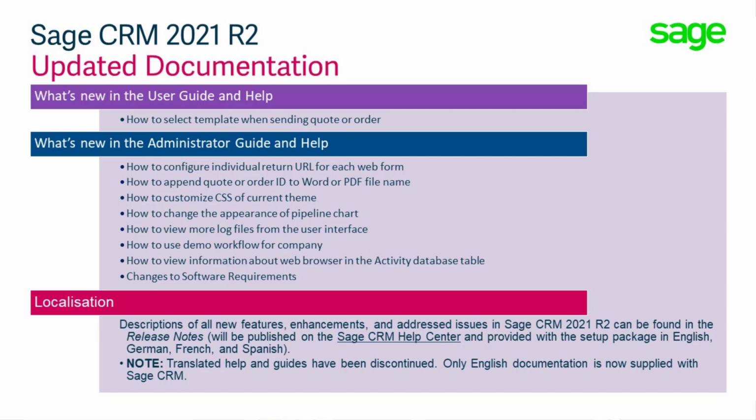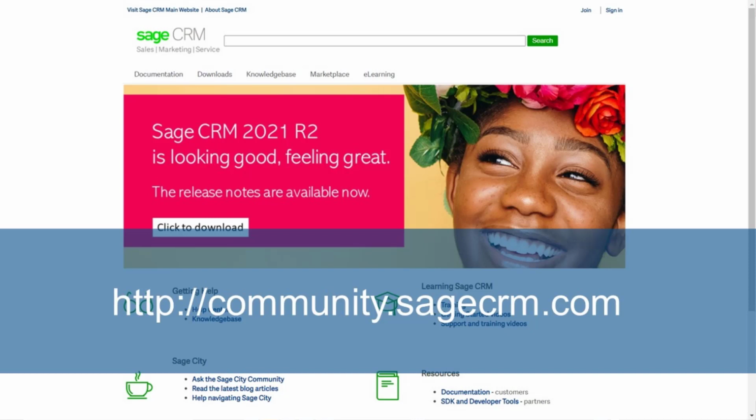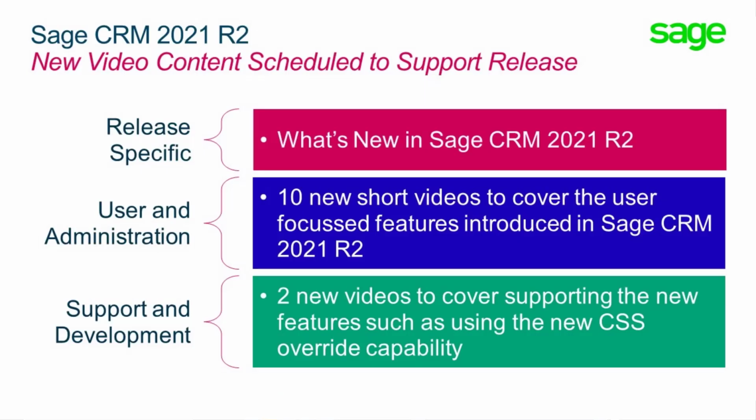So the release notes document the issues and enhancements addressed in Sage CRM 2021 R2. All of the changes have been documented in the Help Center, and the training material has been added to the community and to the YouTube channel. All of this is available, or is being fed out, after the release of the product. We've updated the Sage CRM community with supporting downloads and e-learning material. So lots of material that will help you with that. You can find that on community.sagecrm.com.